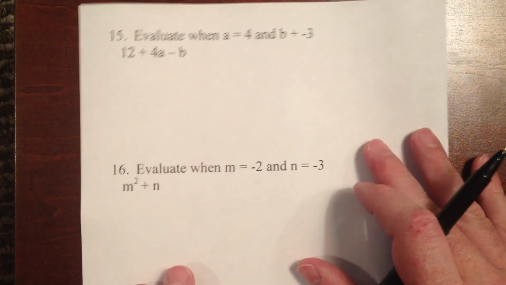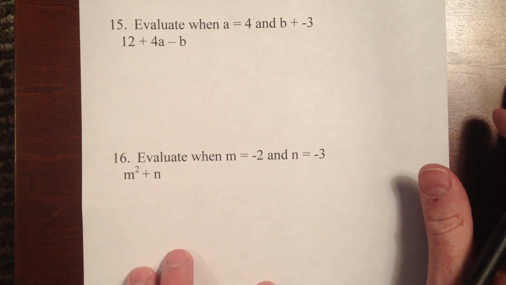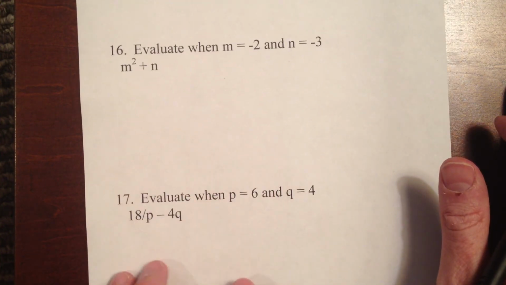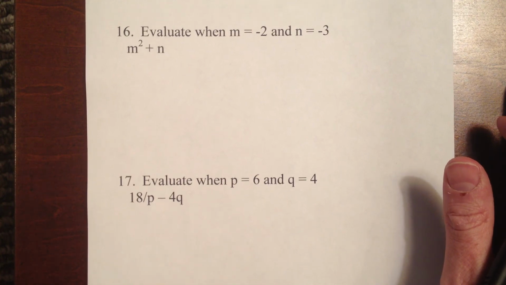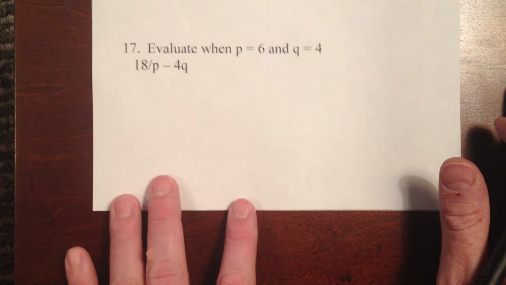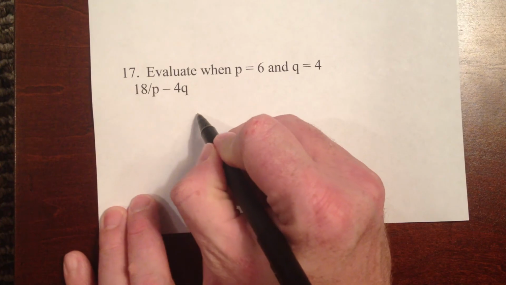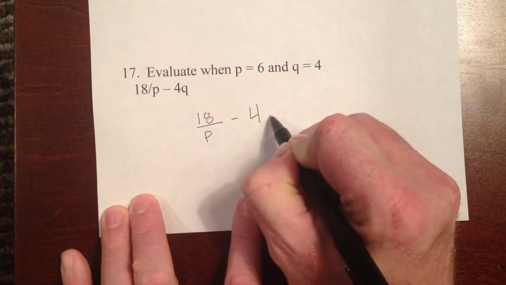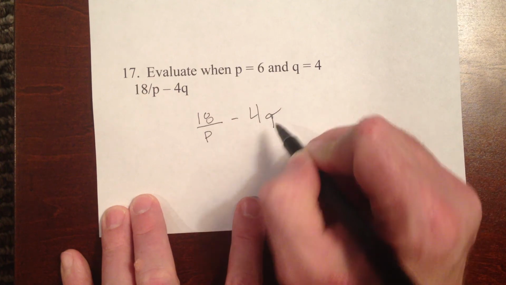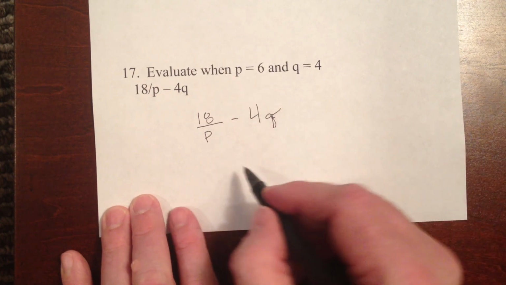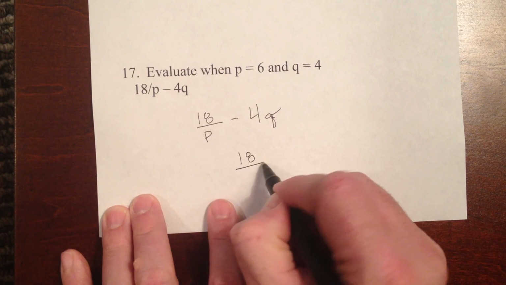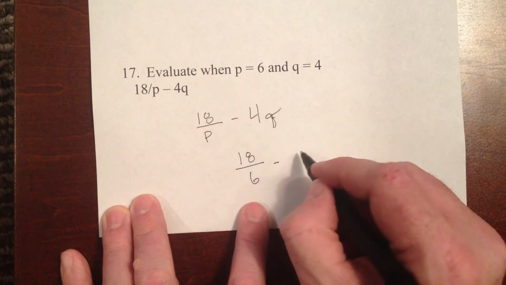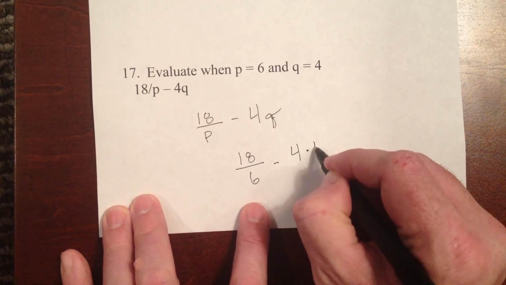For number 15, we're going to evaluate when A equals 4 and B equals -3. I'm going to let you guys do that one. I'm going to let you guys do number 16 as well. And I am going to do 17 because this is 18 over P minus 4Q. And I just wanted to make sure you understood that. So this would be 18 over, what does P stand for? It's 6 minus 4 times 4.